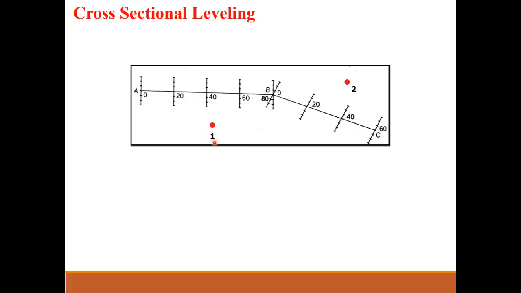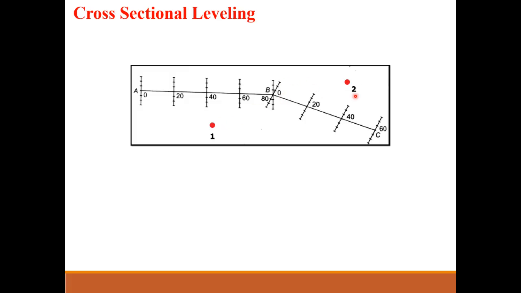Now this red dot and number 1, similarly red dot and number 2, are indicating the first and second position of your leveling equipment. The instrument was first set on a tripod stand at position 1, and then at position 1, we took the readings at station A, 0 chainage, then 7 readings at 20 chainage, 7 readings at 40 chainage, similarly at 60 and 80 chainage.